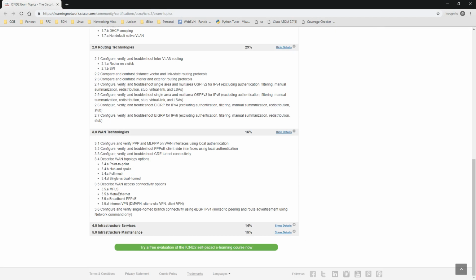Moving on, WAN technologies. I don't think we've covered much here at all, really. I think we've only discussed point-to-point, hub-and-spoke, and full mesh. And that was really from a high-level point of view, to be able to identify, by looking at a topology, what that topology actually represents. We did not talk about single or dual-homed. I think MPLS we didn't talk about. We only used it as a concept, as an example.